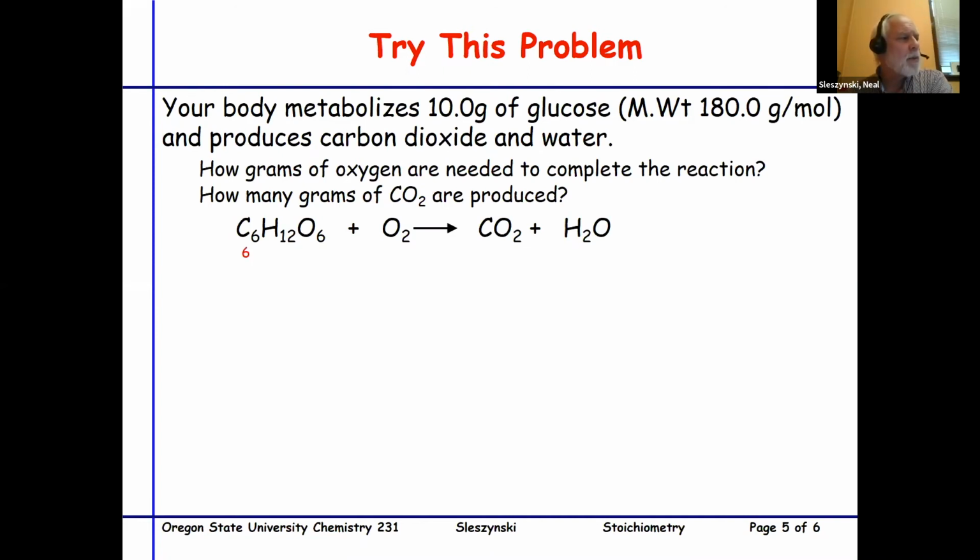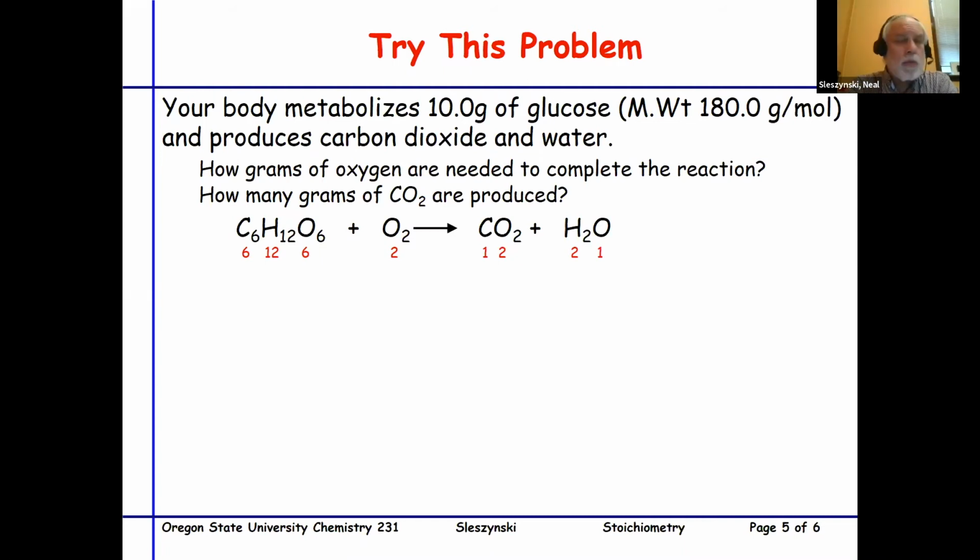I have 6 carbons as reactant, 12 hydrogens as reactants, and from glucose, I have 6 atoms of oxygen. From O2, I have 2 additional atoms of oxygen. On the product side, I have one atom of carbon and 2 atoms of oxygen in my CO2. On the water side, I have 2 atoms of hydrogen and 1 atom of oxygen in water.